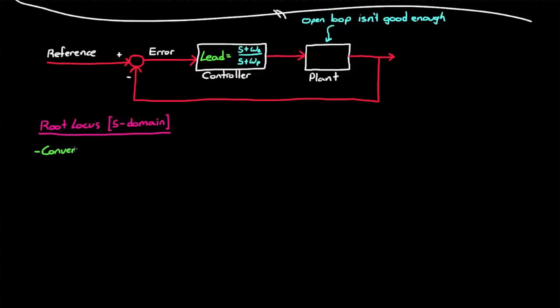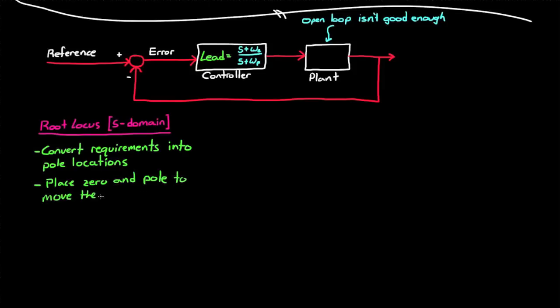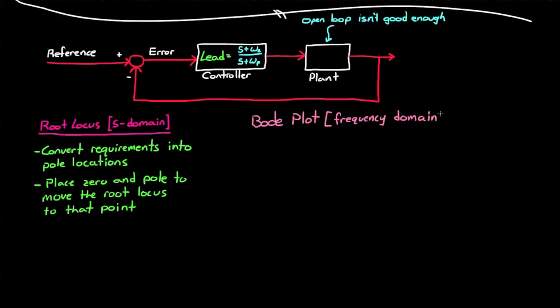We know how to do this using the root locus method. First you convert the requirements into a dominant pole location in the S-plane, and then you set the zero and pole in such a way that the root locus goes through that specific location. The technique for the Bode plot method isn't much different. Here though, you start by converting your system requirements into frequency domain requirements, if they're not already there, instead of the pole locations in the S-plane.